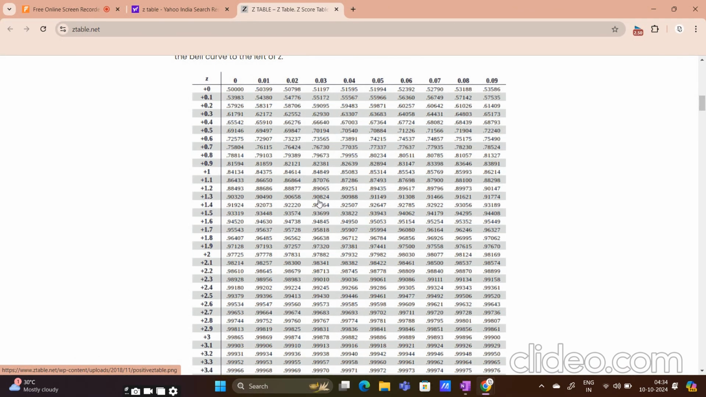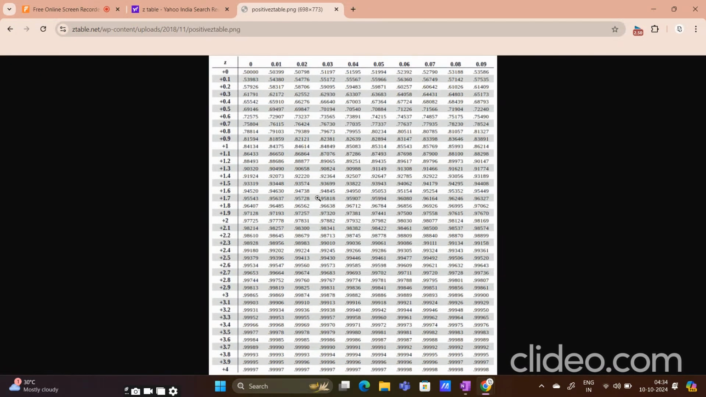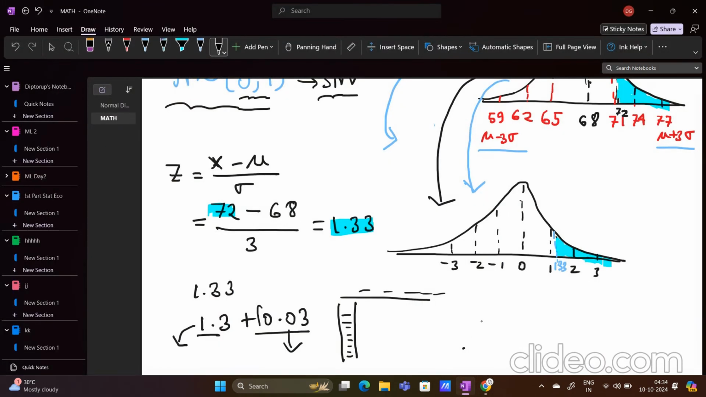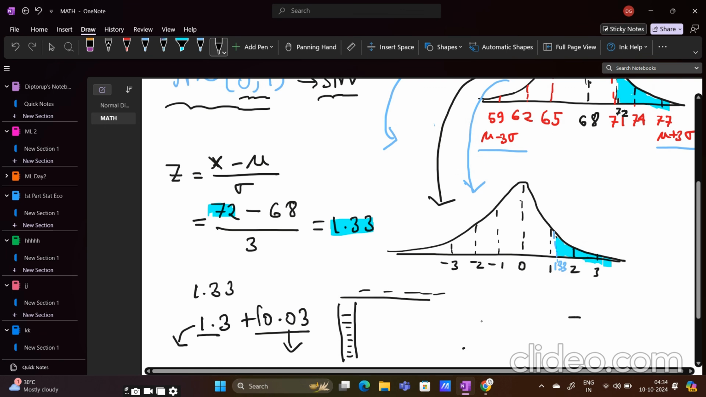It is 0.90824. This value is coming up to be here. So 0.90824, this is the area. Now there is a twist in it. Let me tell you this twist: this area which you have calculated is telling the probability 0.90824.